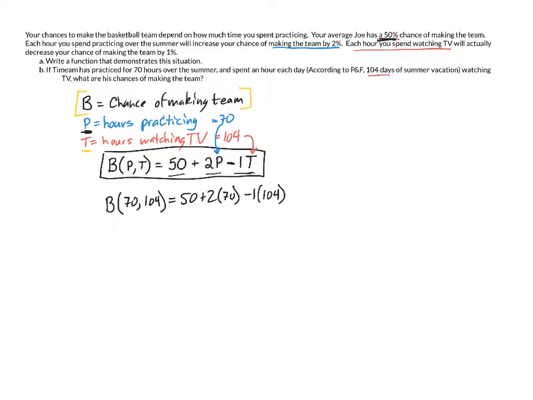Okay, now we can solve, right? We can do the multiplication. Multiplication comes first, so I'll have 2 times 70 is 140, and then 1 times 104 is 104, and so I got to leave the minus on there, or I do a negative 1 times 104, which is negative 104, so I could have a plus negative 104 here if I wanted. And now I'm going to add everything together, which should give me a total of 86. And these were all percentages, so the chance of making the team is 86% chance of making the team.